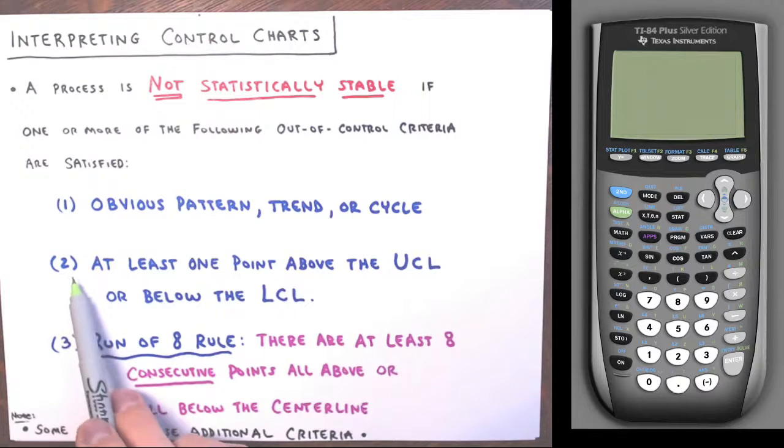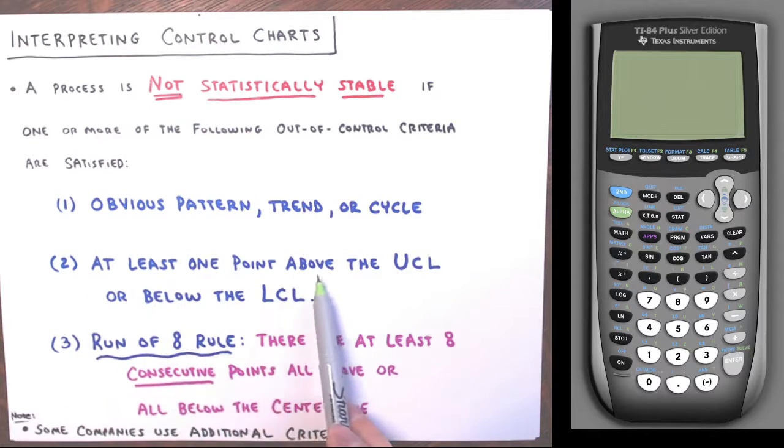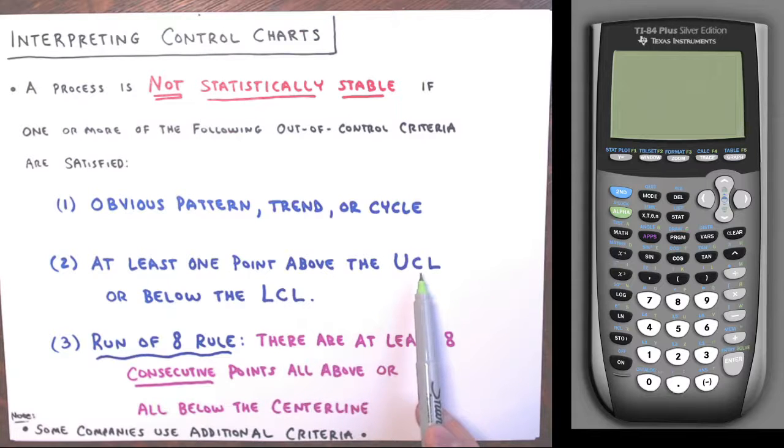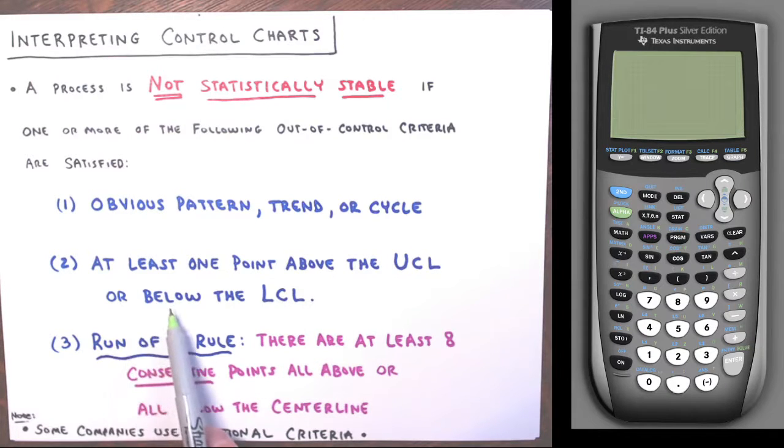This was number 2, about those exceptionally high or exceptionally low values I mentioned. If at least 1 point is above the upper control limit, or at least 1 point is below the lower control limit, then we'll consider a process out of control, not stable.